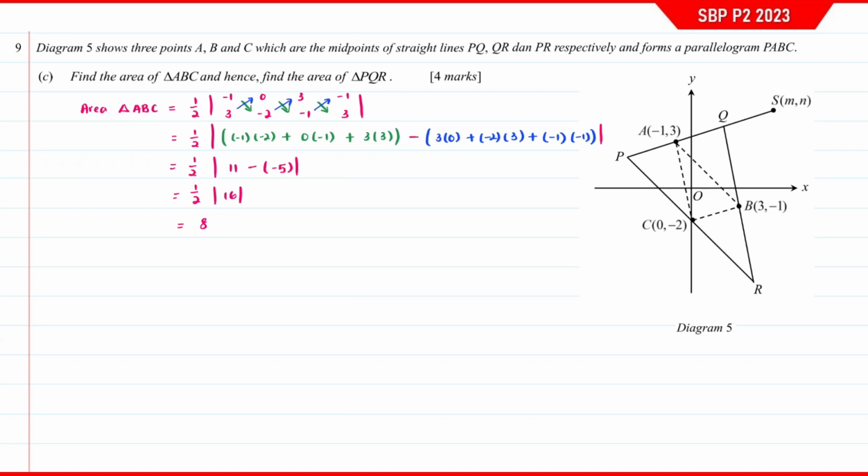Next, we find the area of the triangle PQR. As points A, B, and C are the midpoints, the triangles PAC, ABC, ABQ, and BCR are identical. So to find the area of the triangle PQR, we use the area of the triangle ABC, which is 8, and multiply it by 4. Then the area will be 32.